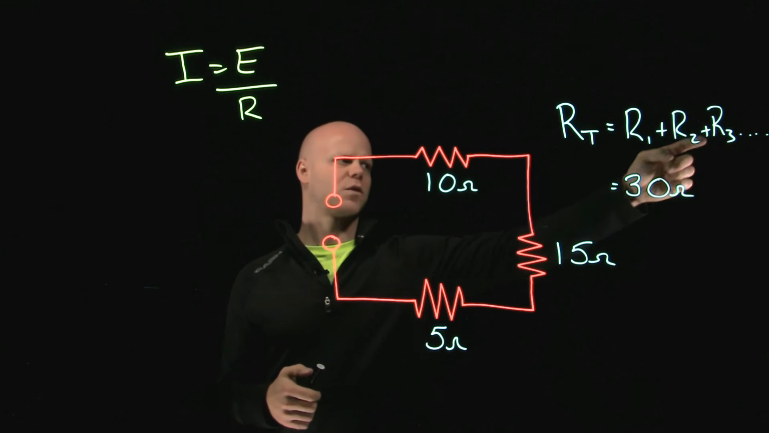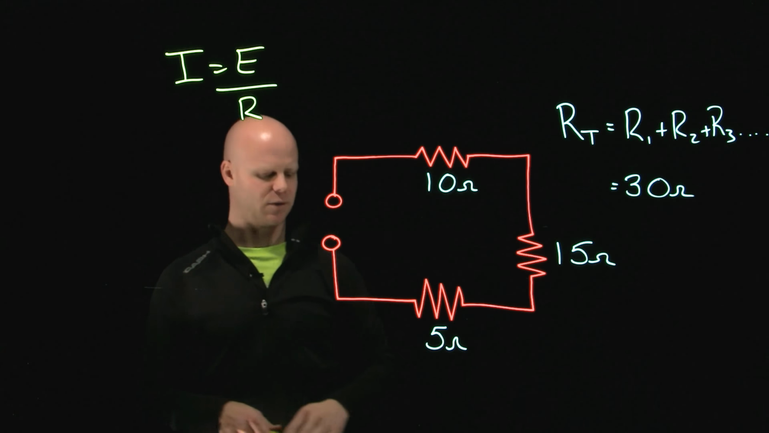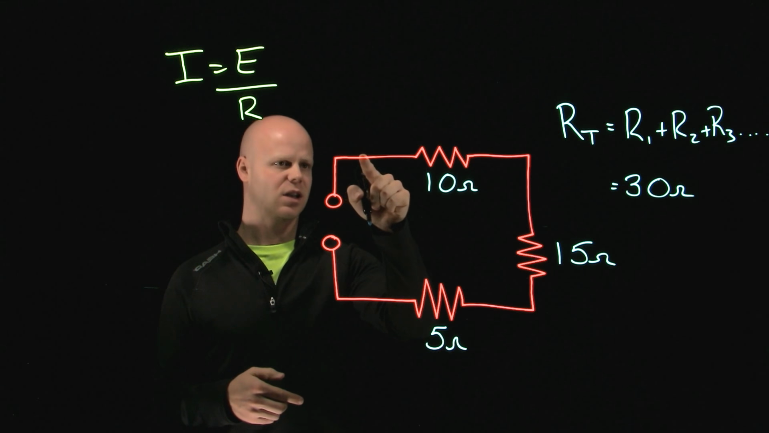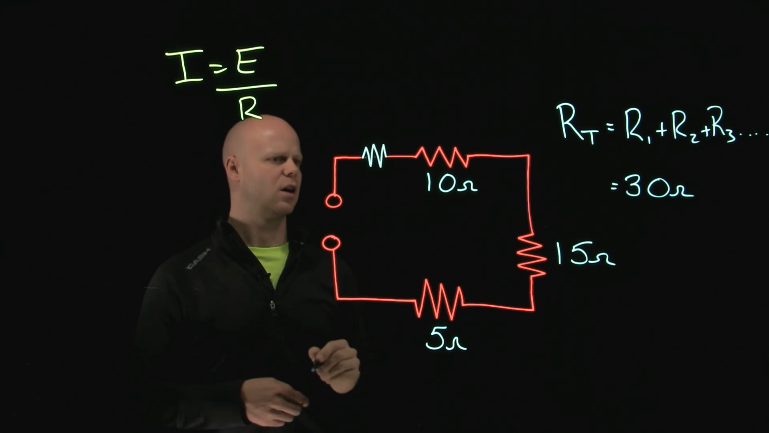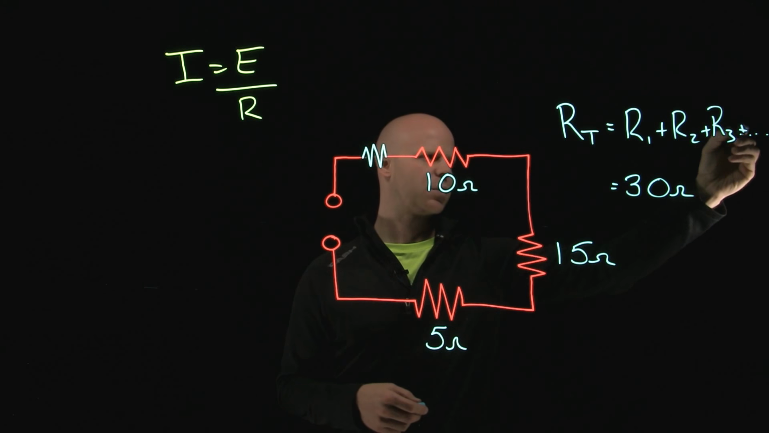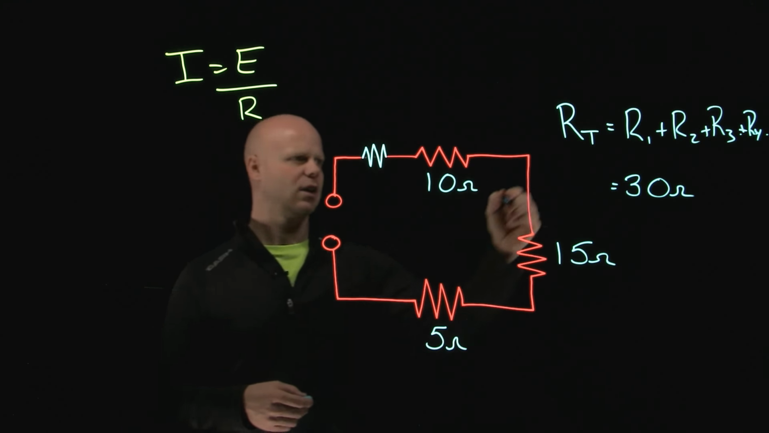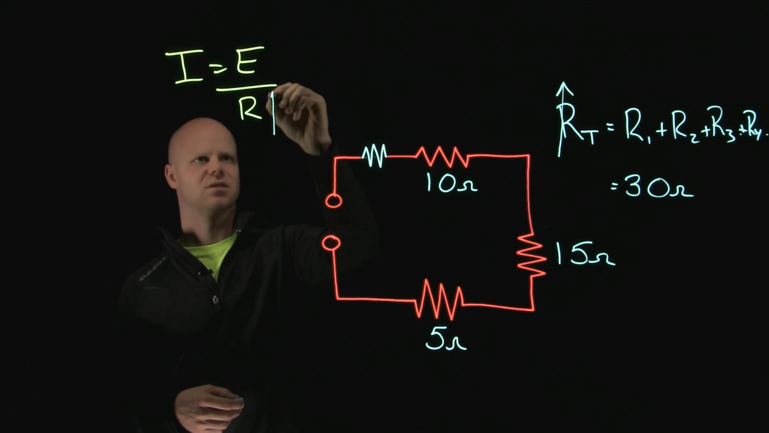So what this formula shows us is as I add resistance, my resistance would increase. Okay? So if I actually went into this circuit and I added a 4th resistor, so this would now be plus R4, what did this do to our circuit? My resistance total increased.